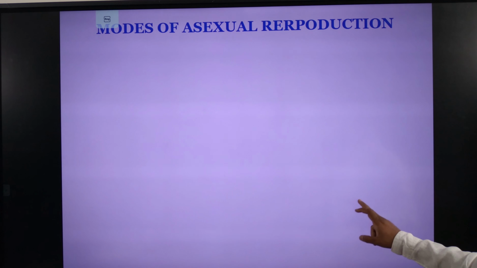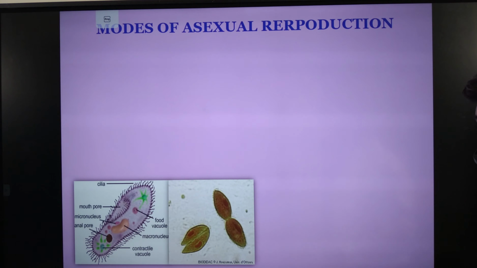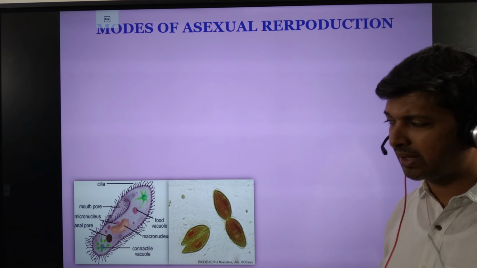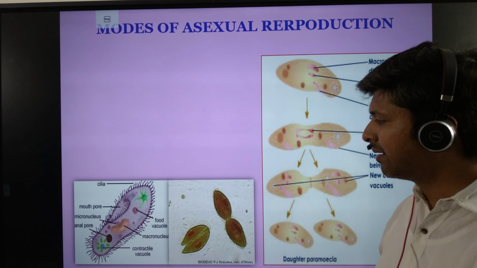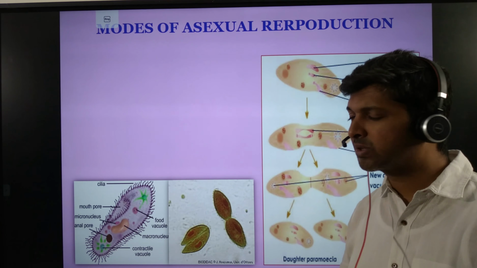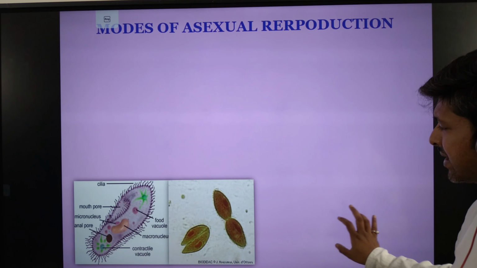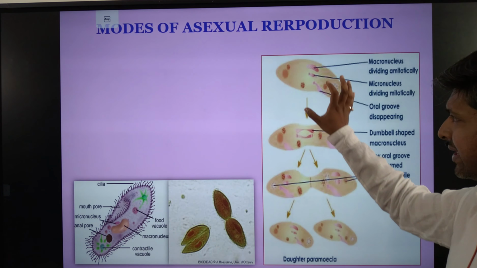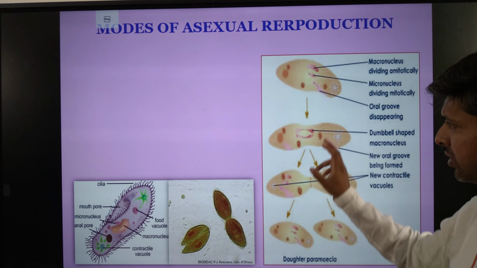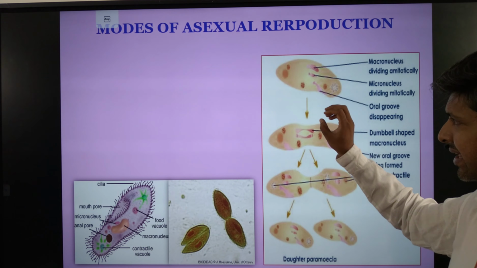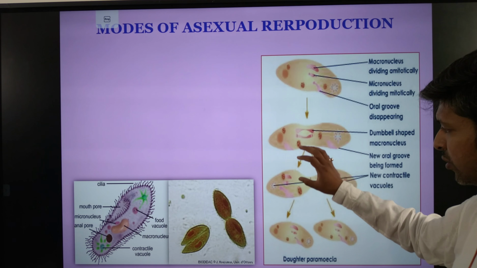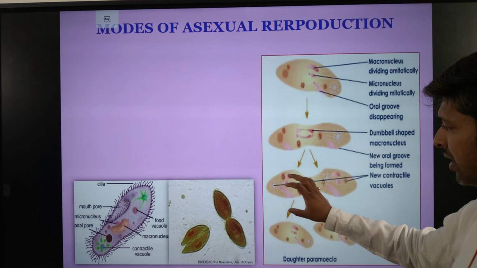Then let us see the modes of asexual reproduction. Which different modes of asexual reproduction are there? Now you can see amoeba performs binary fission. This is the first mode of asexual reproduction. Binary fission, meaning the cell divides into 2 parts. The entire body is involved in reproduction, first the nucleus divides, then the cell divides into 2 and you get 2 daughter cells.